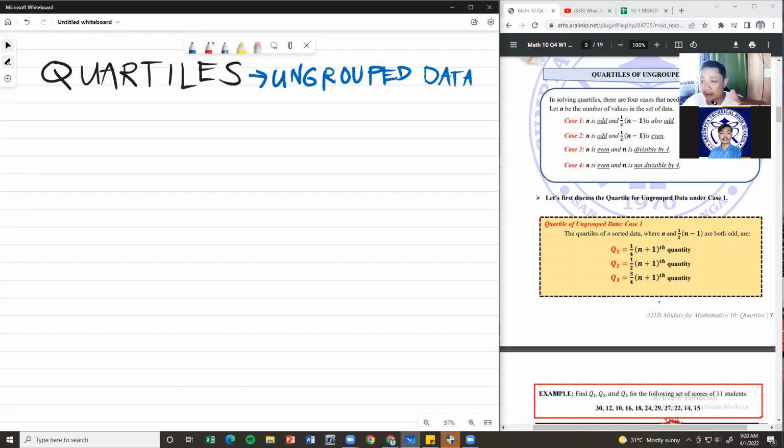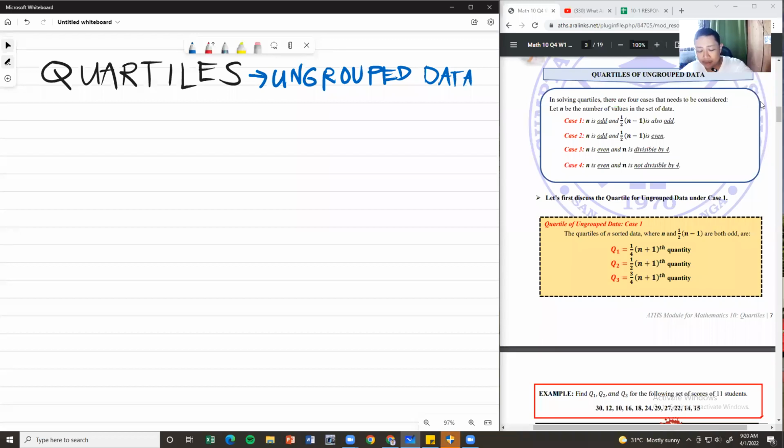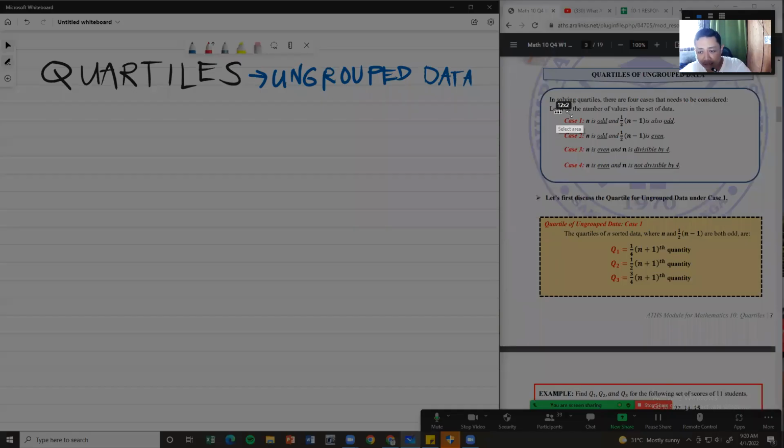meaning these data are just less in number, manageable, and we don't need to do some sorting and organizing of data for us to compute for the quartiles, which we will be doing later on. So for now, let's focus on the ungrouped data. And for the ungrouped data, we have 4 cases to deal with. Our example earlier is one of the cases.